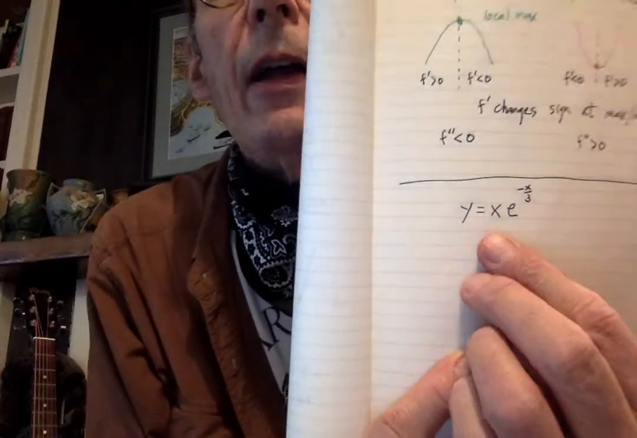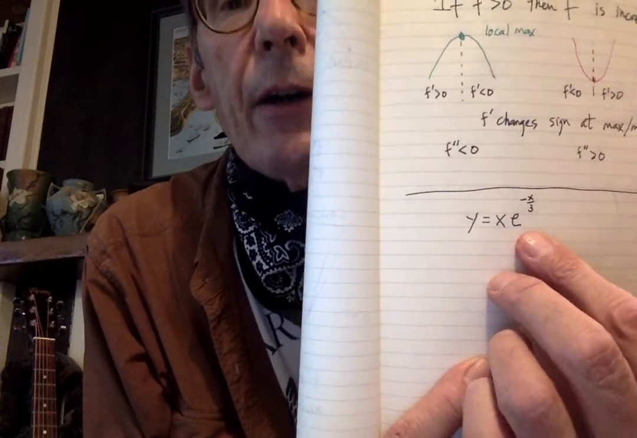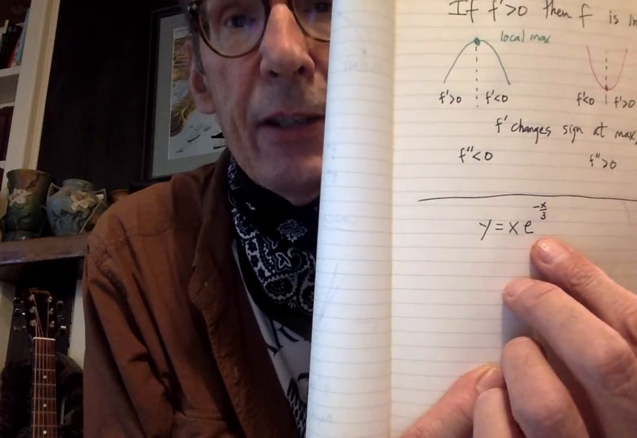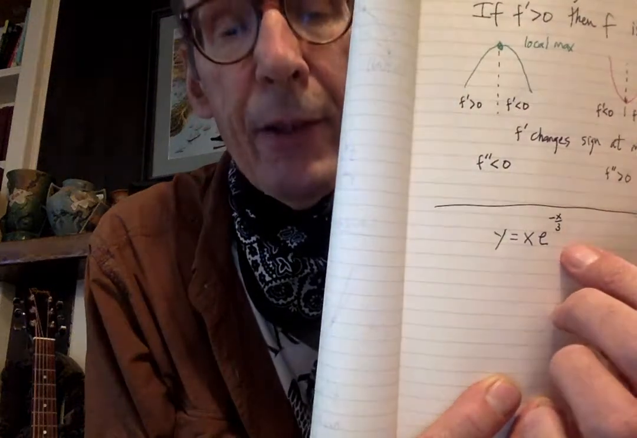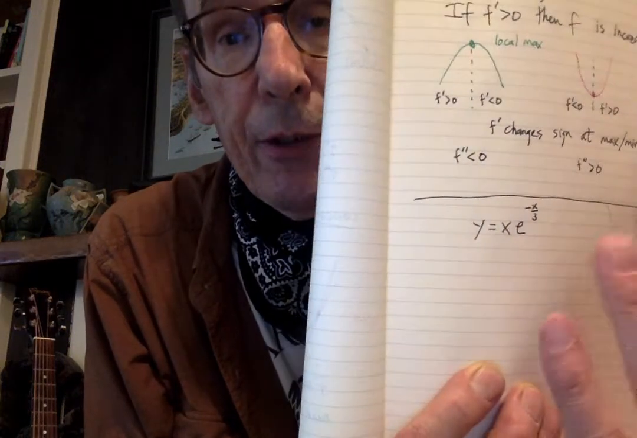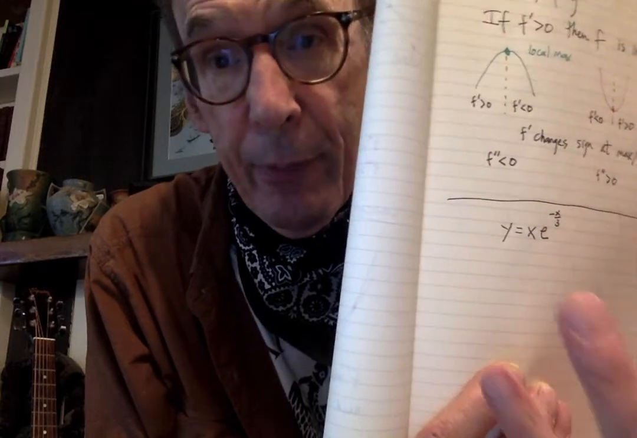And so let me give you the function here. It's a product. It's x times something. And the second factor is e to something. It's e to a fraction, a negative fraction. The top is x, the bottom is 3. So let's take the derivative of this. Let's take the second derivative. We're going to have to factor, and then we'll see what's going on with the graph.